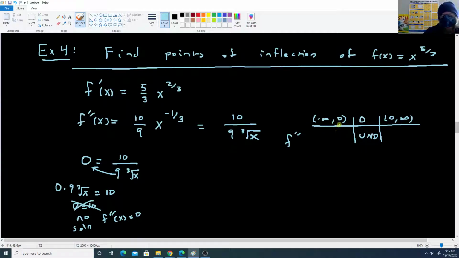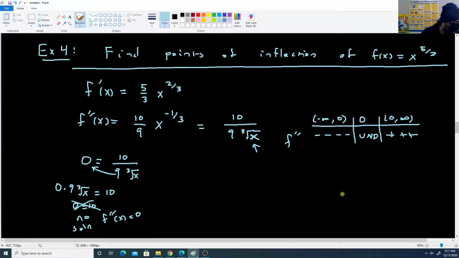So let's think about this a little bit. If I put negative numbers in for x, the cube root of a negative number is negative. Positive 9 times a negative number is negative. Positive 10 divided by a negative number is negative. So we're negative over the first region. If I input a positive number, a number bigger than 0, the cube root of a positive is positive. 9 times a positive is positive. 10 divided by a positive is positive.